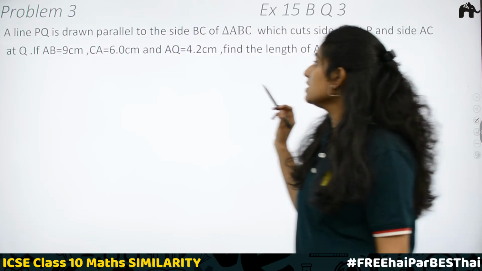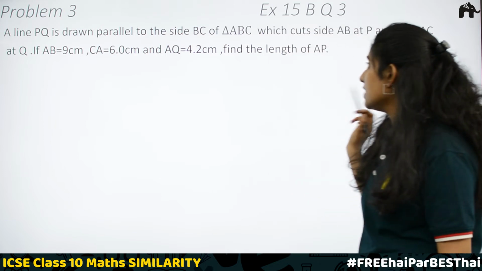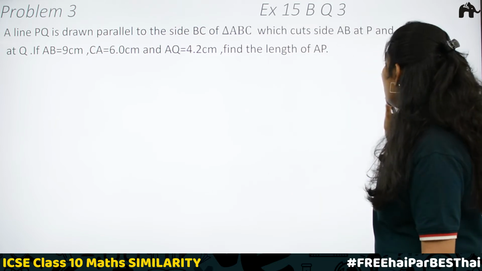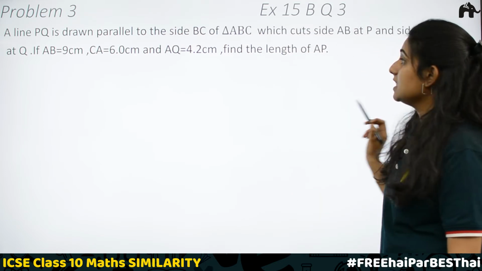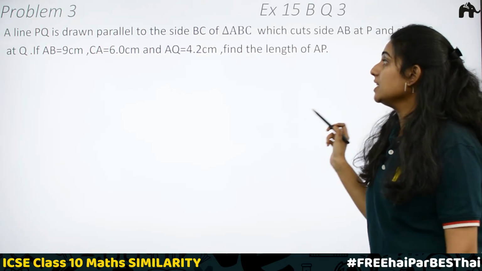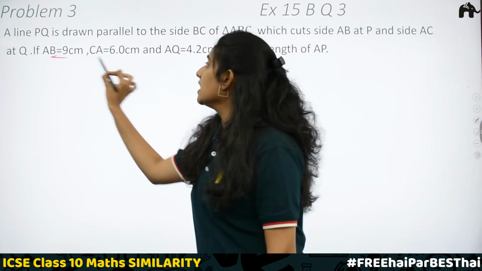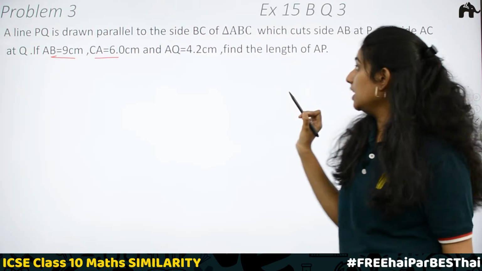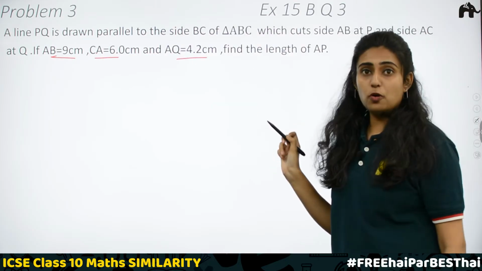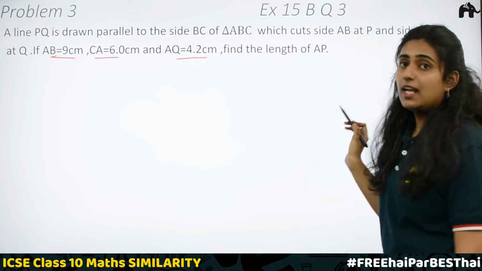Next, problem number 3, question 3 of exercise 15B. A line PQ is drawn parallel to side BC of triangle ABC, which cuts side AB at P and side AC at Q. If AB is equal to 9 cm, CA is equal to 6 cm and AQ is equal to 4.2 cm, find the length of AP.